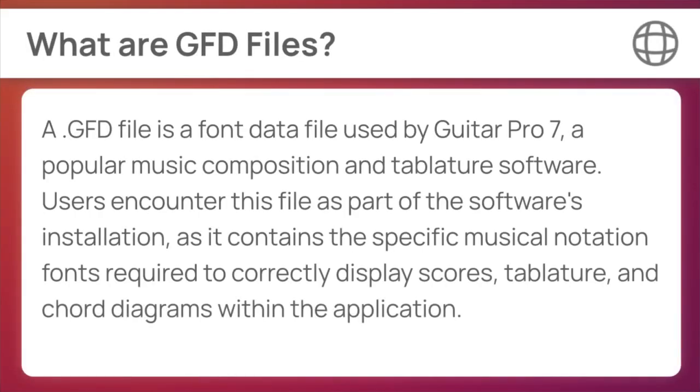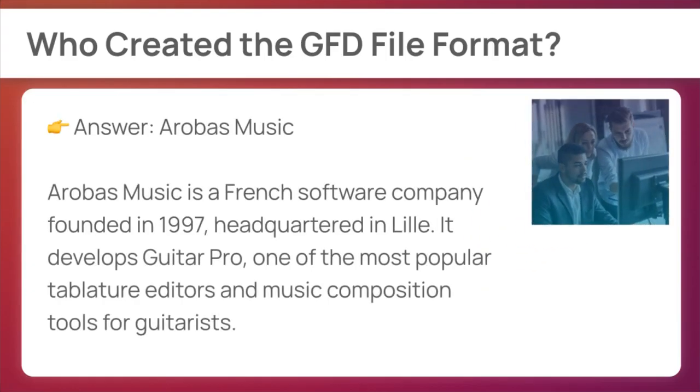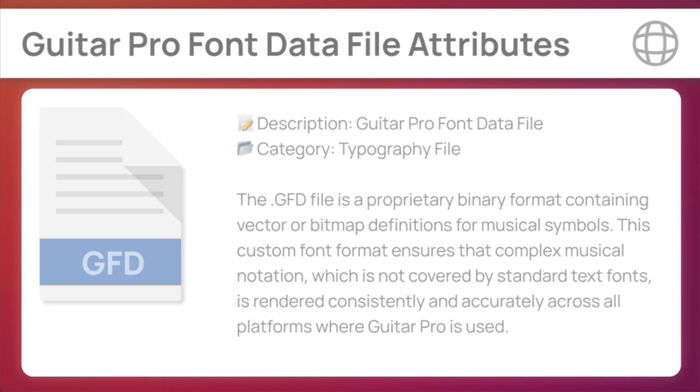A GFD file is a font data file used by Guitar Pro 7, a popular music composition and tablature software. Users encounter this file as part of the software's installation, as it contains the specific musical notation fonts required to correctly display scores, tablature, and chord diagrams within the application. The GFD file is a proprietary binary format containing vector or bitmap definitions for musical symbols. This custom font format ensures that complex musical notation, which is not covered by standard text fonts, is rendered consistently and accurately across all platforms where Guitar Pro is used.